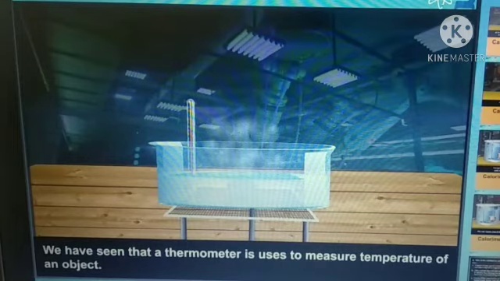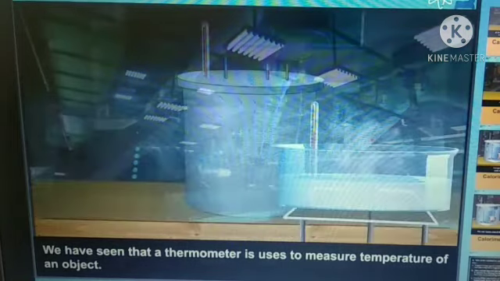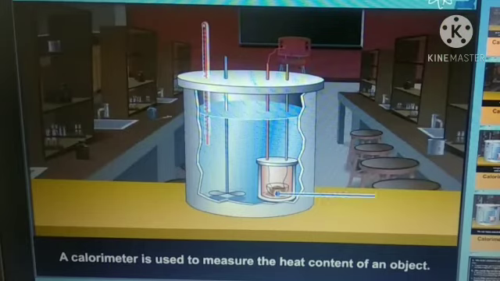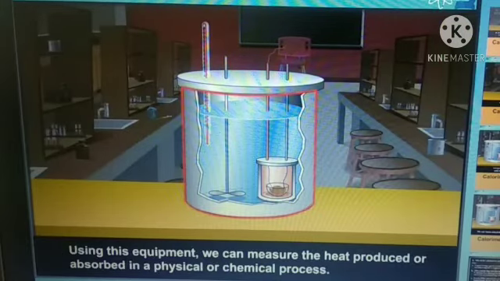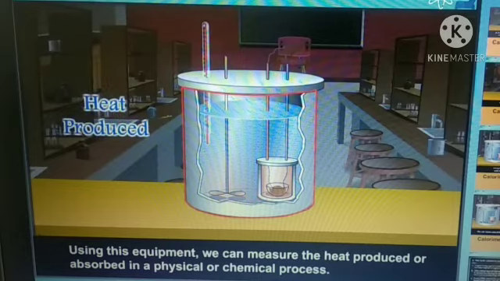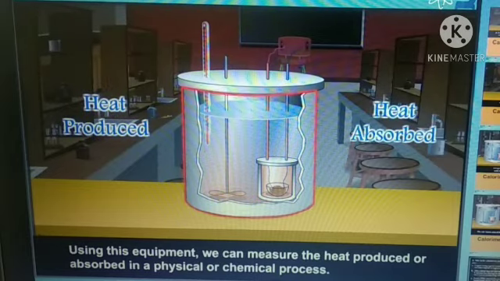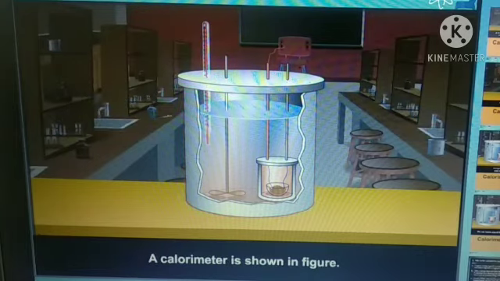Calorimeter. We have seen that a thermometer is used to measure the temperature of an object. A calorimeter is used to measure the heat content of an object. Using this equipment, we can measure the heat produced or absorbed in a physical or chemical process. A calorimeter is shown in the figure.